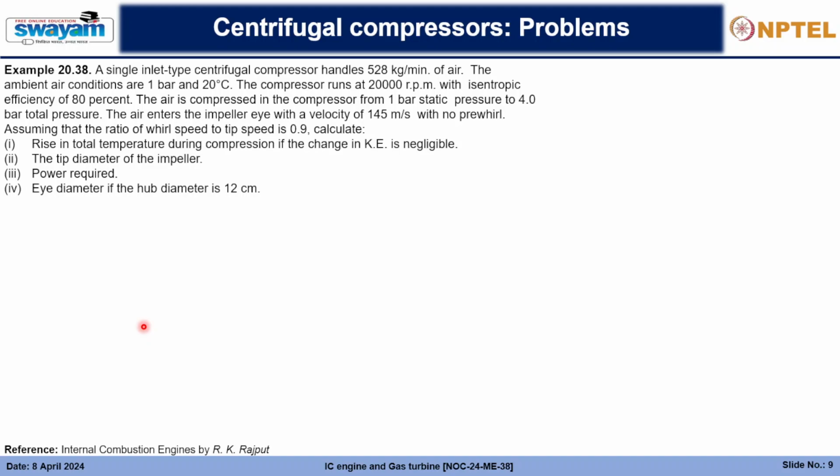So that's why the CW1 is 0. Assuming that the ratio of whirl speed to tip speed is 0.9, we need to calculate the rise in total temperature during compression if the change in kinetic energy is negligible, the tip diameter of the impeller, the power required, and the eye diameter if the hub diameter is 12 centimeter. So let us take a moment to analyze this question, and after a minute I will solve this question.